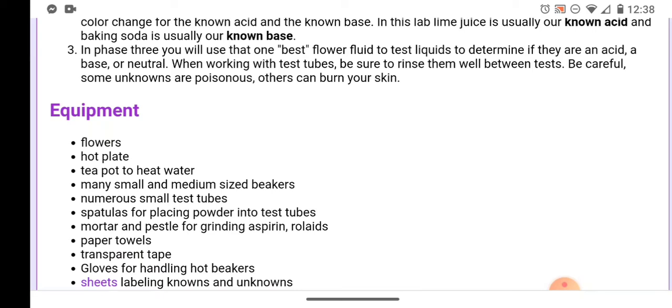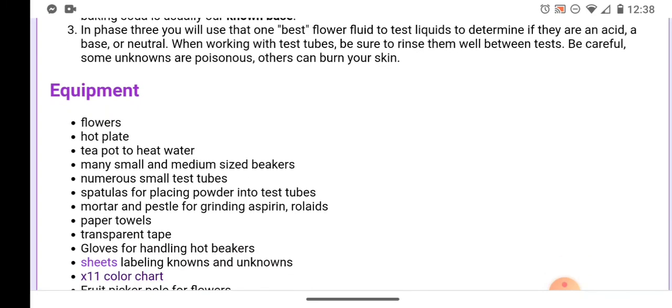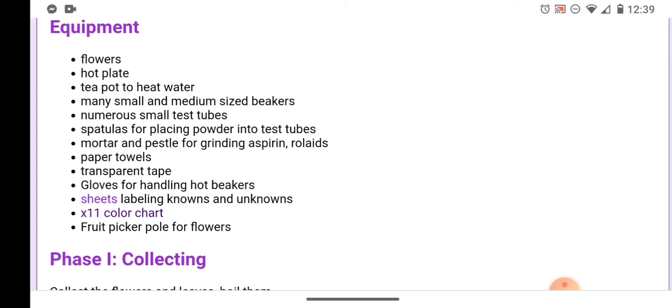In phase three, you will use that flower fluid that you found that works to test other liquids to determine if they are an acid or base. When we are working with the test tubes, be sure to rinse them well between tests. Some of the unknowns, while household items, are still actually toxic, and some others could possibly irritate your skin. But everything we're working with in this lab is usually a household chemical of one sort or another.